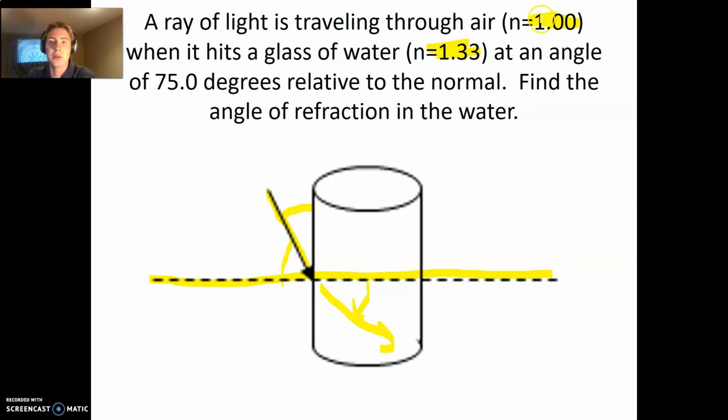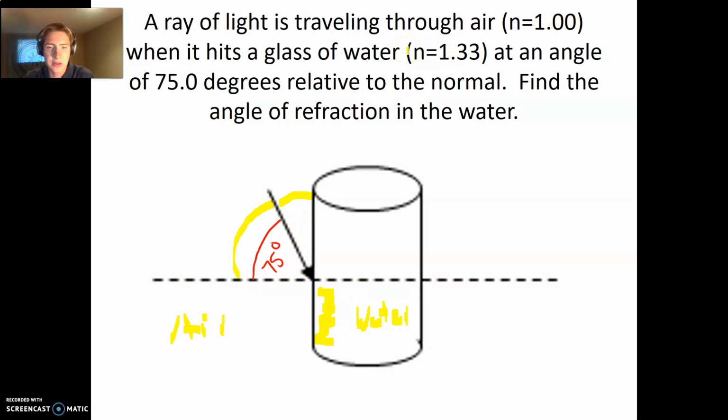piece. So we start out with an n of 1.00 and then we get an n of 1.33. And so what we'll expect is for that angle to be a little bit more shallow, right? So we come in with 75 degrees relative to the normal, and we come out with a bit of a shallower angle. And it's up to us to actually figure out what that angle is.